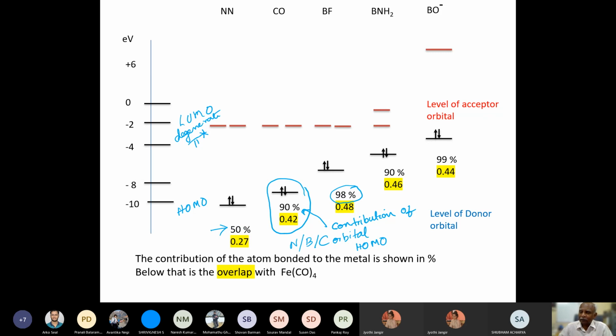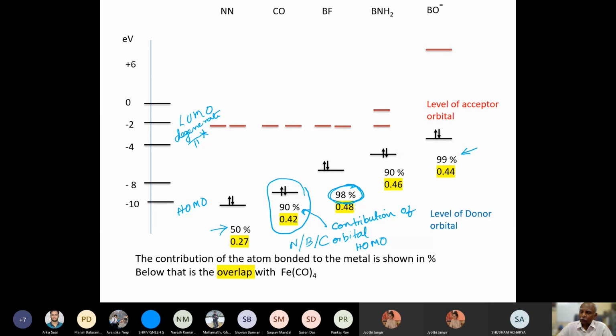So what you see is that as you go from one of these molecules to the other, the contribution of the donor orbital, which is ligated to the metal, is changing. And it is best for carbon monoxide and BF. Carbon monoxide and BF are very good. BNH2 is also good. These are all hypothetical ligands now. And BO minus is really good.